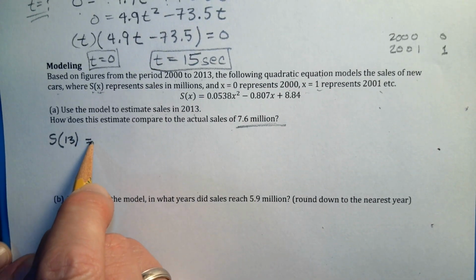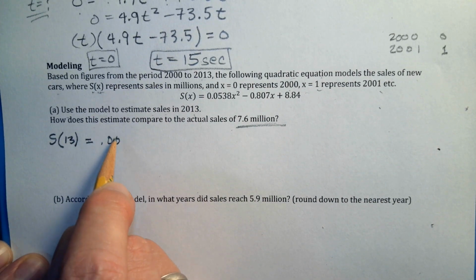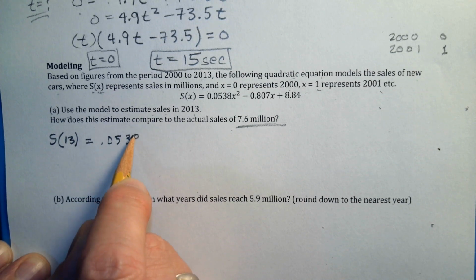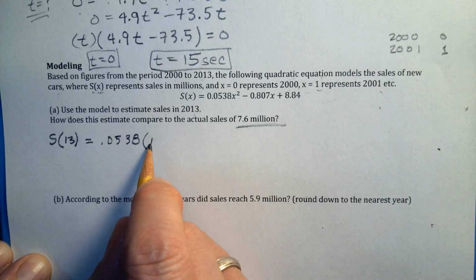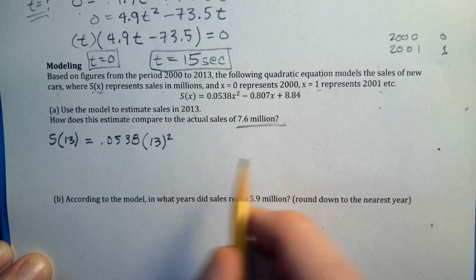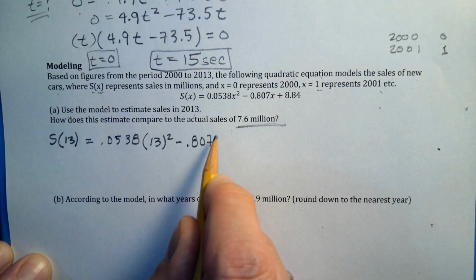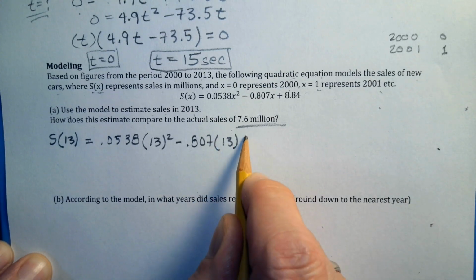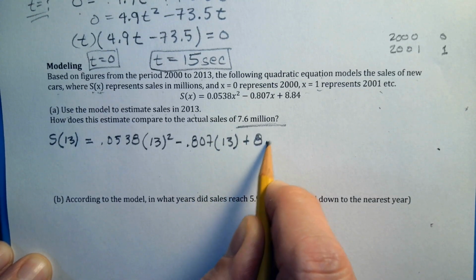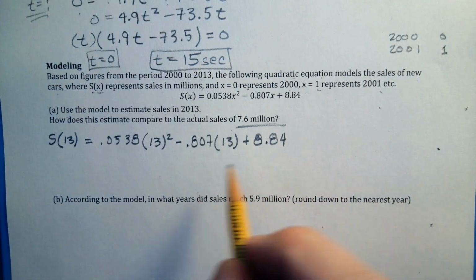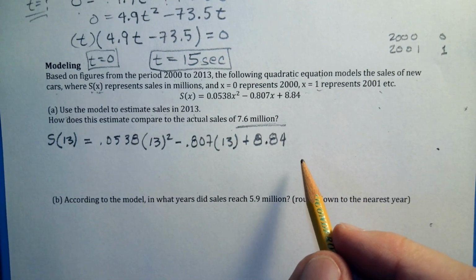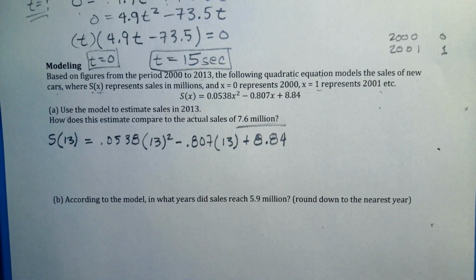All right, and so that's equal to 0.0538 times 13 squared minus 0.807 times 13 plus 8.84. And so really you just pick up your calculator and plug that in. This is not something we would expect you to do without a calculator. So plug that in.